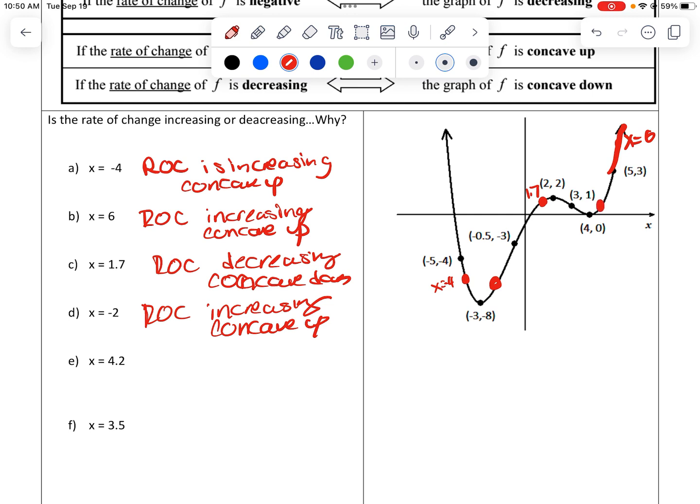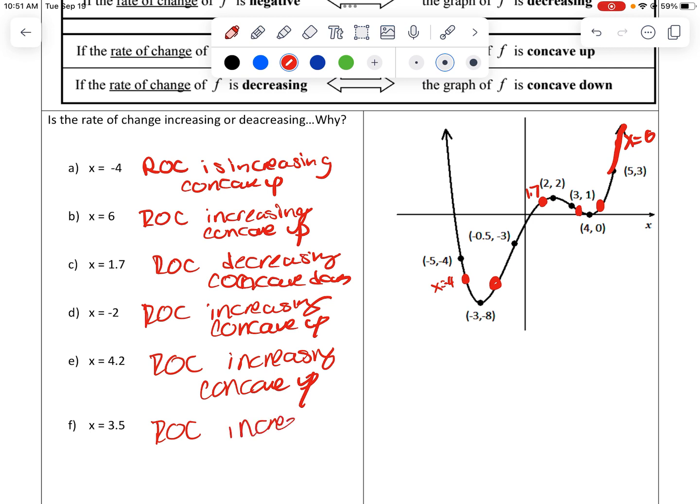4.2 right here, that's also increasing because it's concave up. And at 3.5 right here, so rate of change is increasing because again, it's concave up. So even though its rate of change is negative there, it's getting closer to 0.